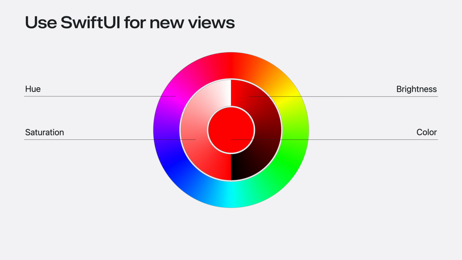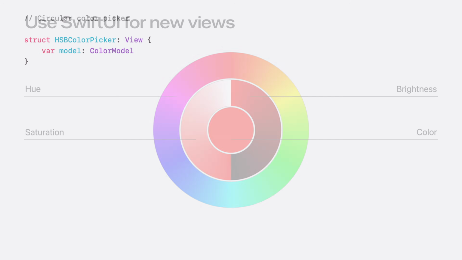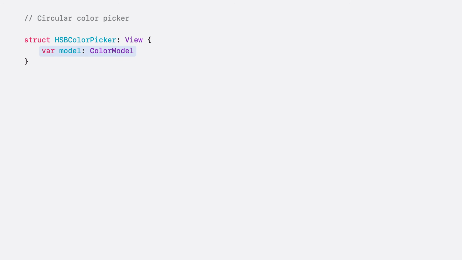The whole drawing code and interaction will completely change. So this is a great time to move to SwiftUI. I can reuse the same Observable color model from the previous NSSlider-based color picker.